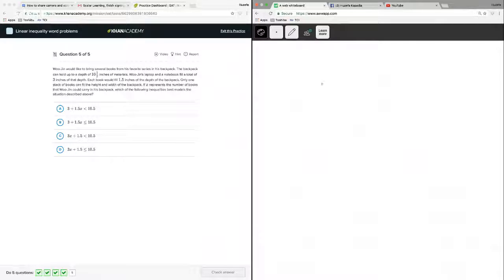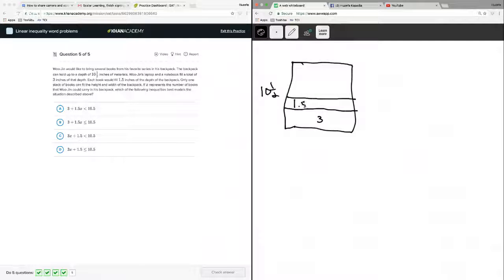The backpack can hold up to a depth of 10.5 inches. I'm sort of just drawing this out. Sometimes I do that. So we got a little backpack and can hold 10.5 inches of material. Laptop and notebook fill a total of 3 inches. And then each book, 1.5. Only one stack of books can fit the height and width of the backpack. Wait, hold on. Depth of, okay.